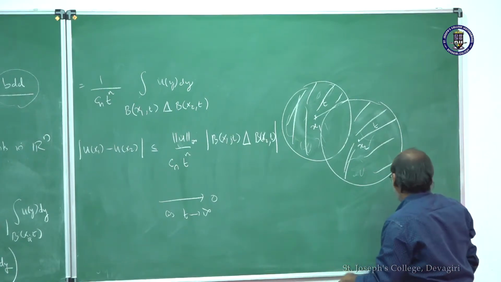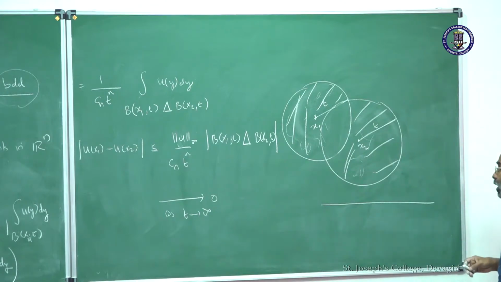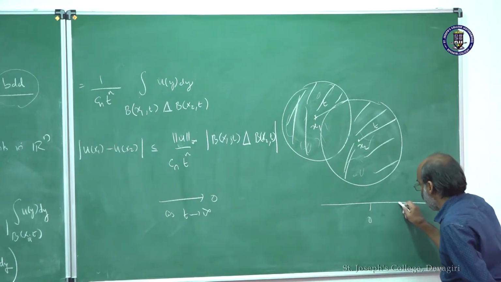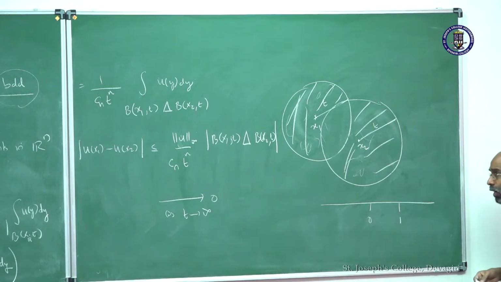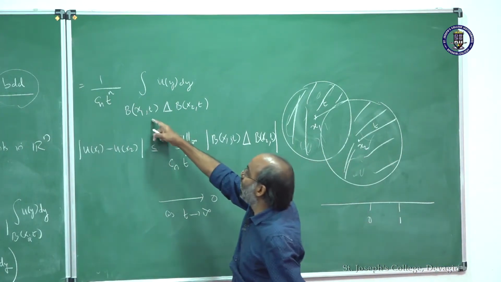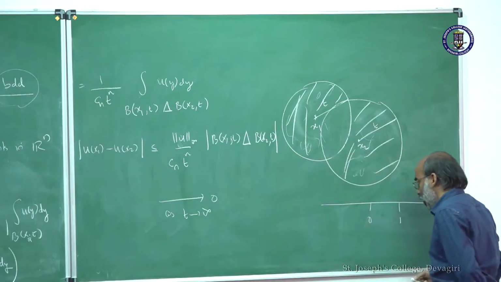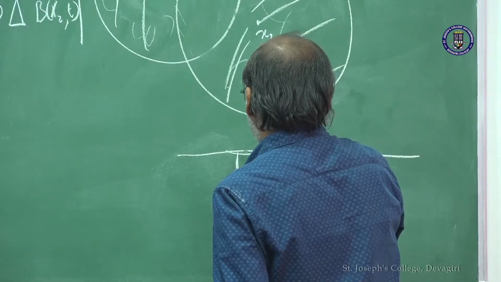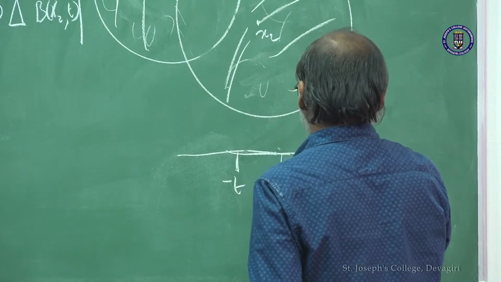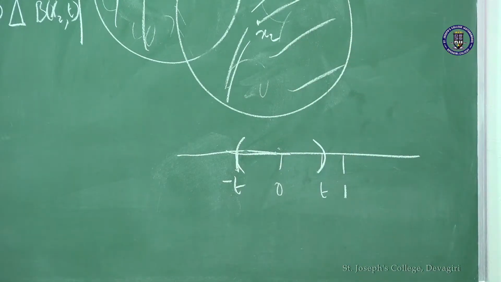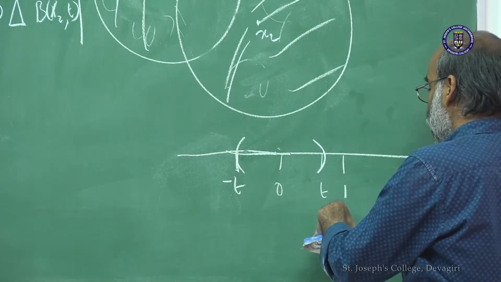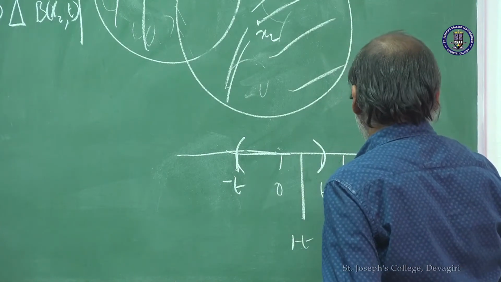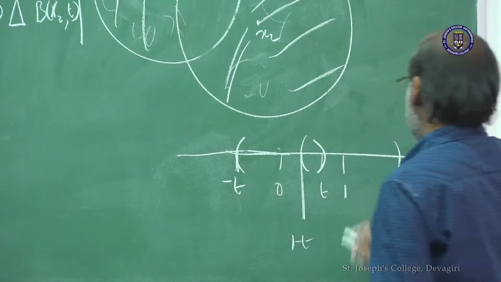I will tell you why on the real line. Let us look at what happens on the real line. Let us take two points, 0 and 1, and a ball of radius t around one point and a ball of radius t around the other. The ball of radius t around 0 is from minus t to t. The ball around 1 is from 1 minus t to 1 plus t.